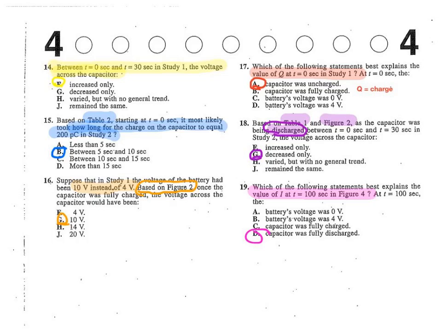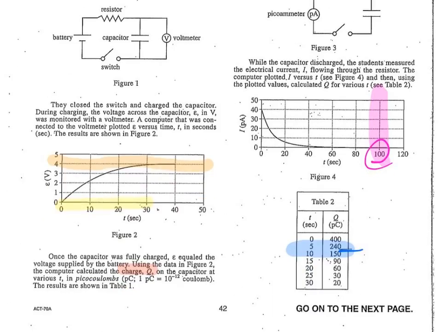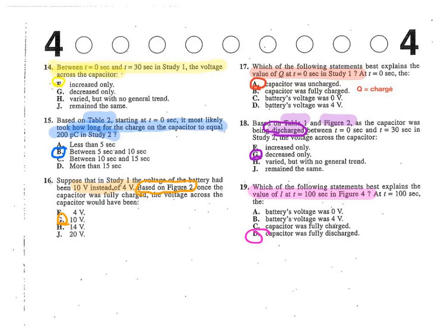Number 18. Based on table 1 and figure 2, as the capacitor was being discharged, now that's the key right there, it's being discharged between a time of 0 seconds and a time of 30 seconds in study 2, the voltage across the capacitor would, now if we go back and we look at study 2, we see that as we discharge the battery, the charge dropped. So it's safe to say that it would be G. It decreased only.